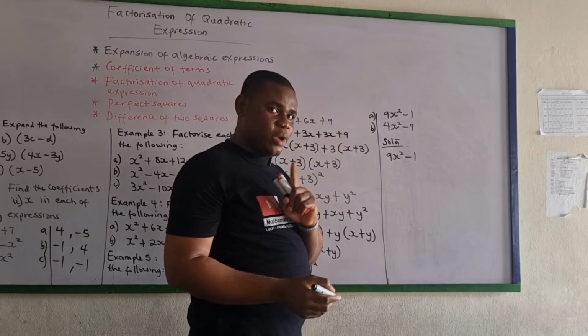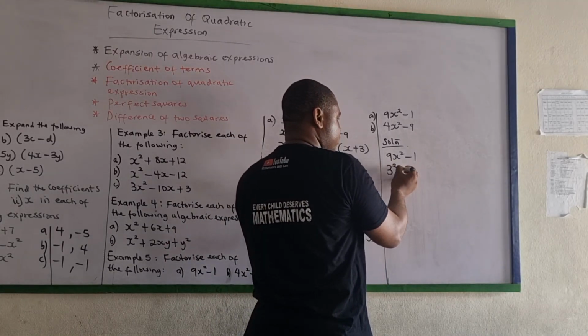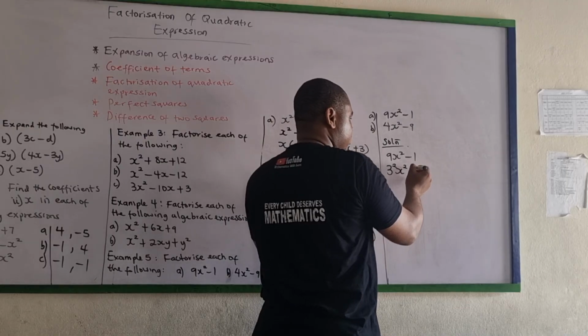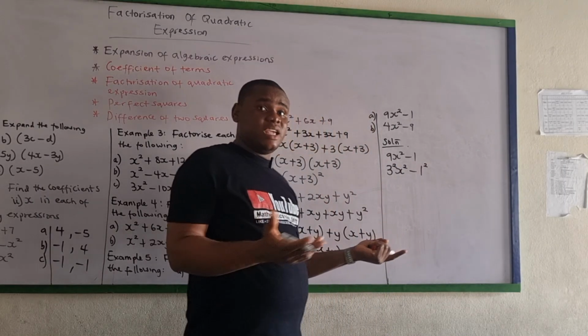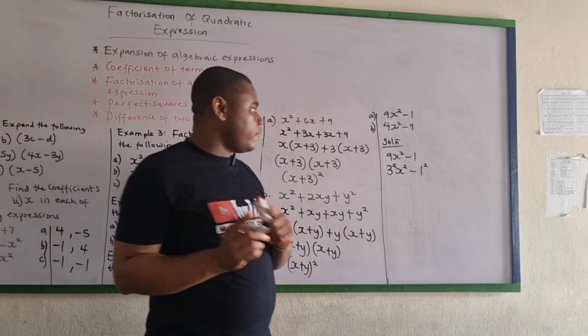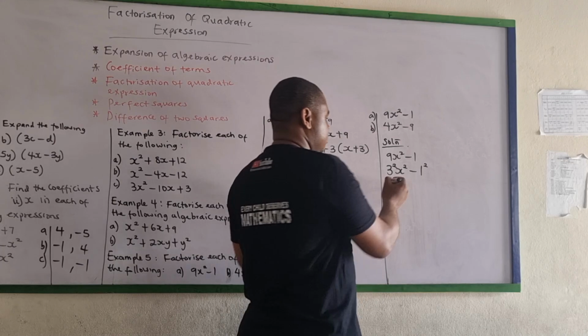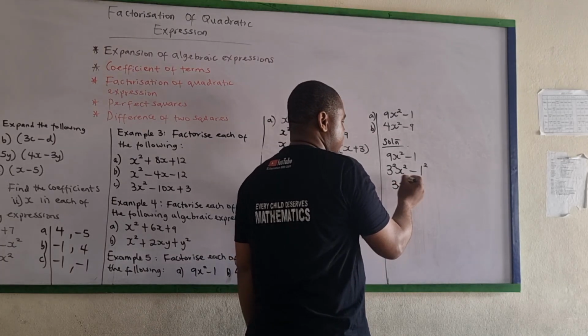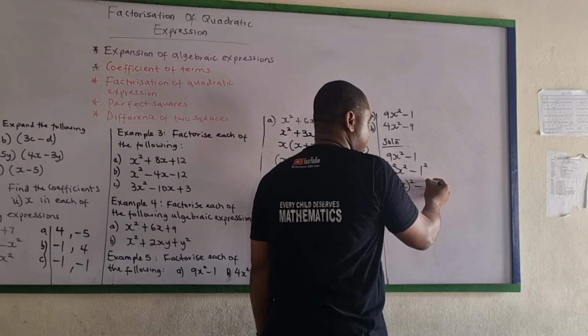So 9 is a perfect square. Now look at this. I can write this as 3 raised to the power of 2, x raised to the power of 2, minus 1 raised to the power of 2. Because 1 times 1 actually gives us 1. So now I can count 1 as a perfect square. So this can also be written as 3x raised to the power of 2 minus 1 raised to the power of 2.